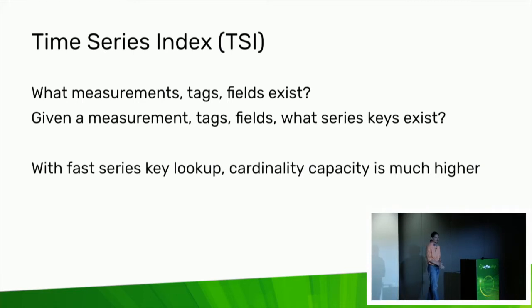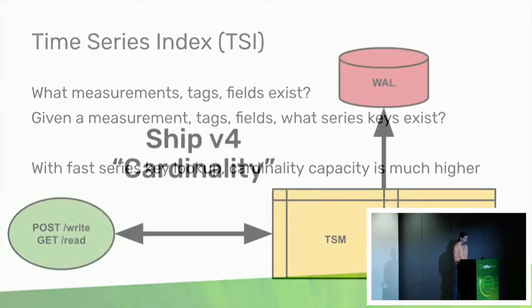So TSI is good at answering these 2 questions. What measurements, tags, and fields exist? You ask that question whenever you issue a meta query, like show measurements or show tag key values. And then the other question it's very good at answering is, given a measurement, some tags and fields, which series keys exist? So with fast series key lookup, cardinality capacity is much higher. And so once again, we can scale our data a little bit more.